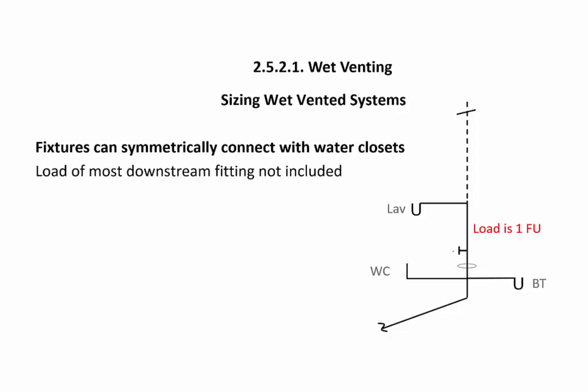So for example, if we took minimum sizes from table 2493 and assigned 4 fixture units to this, we'll call it a flush tank water closet, a 1.5 inch bathtub is 1.5 fixture units, and the lavatory at minimum 1.25 inch would be 1 fixture unit. So the load of the bathtub, because it's symmetrically connected with the water closet, is not included when we size the wet vent. The load on sizing this wet vent is only the load that drains through the wet vent, which is the 1 fixture unit from the lavatory.